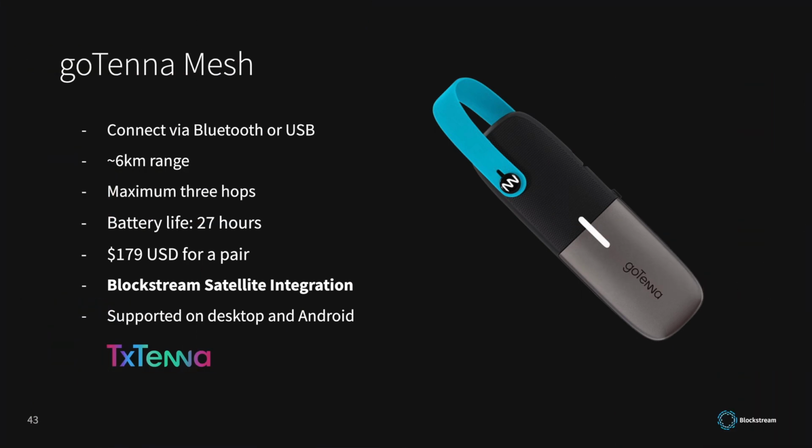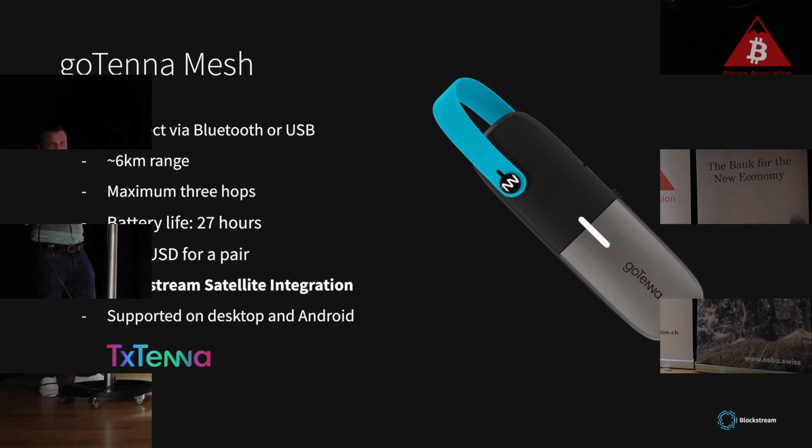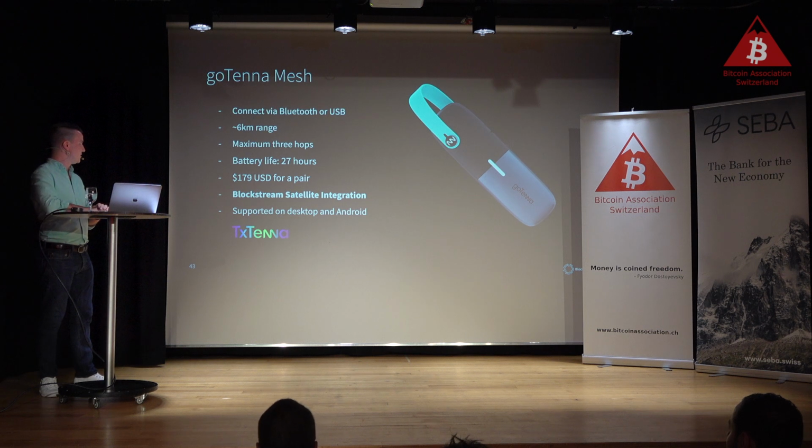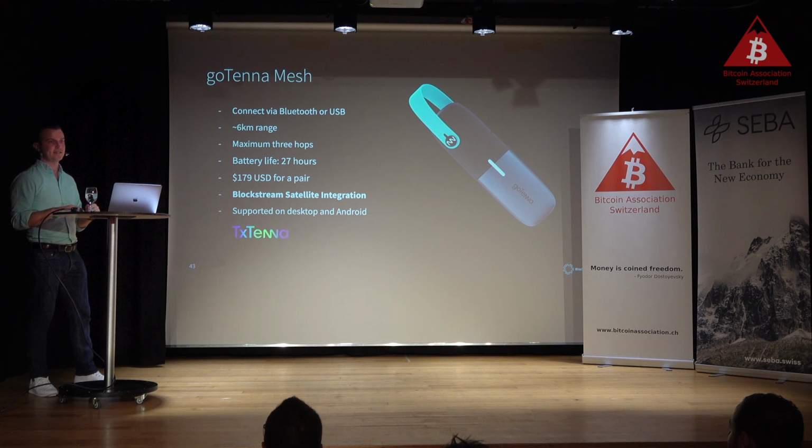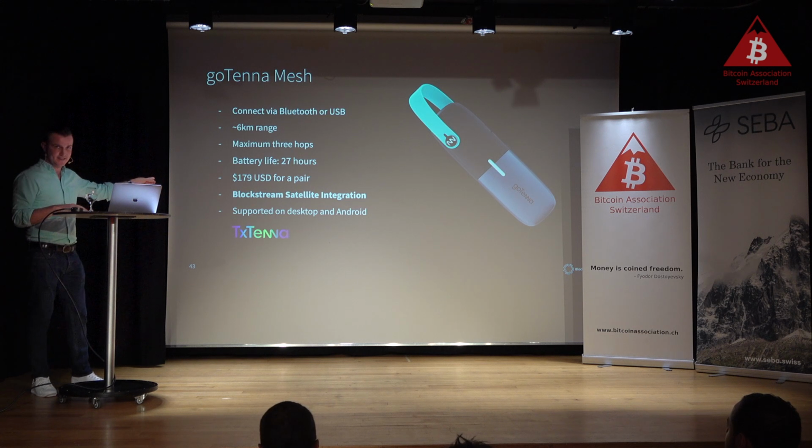So the first option with mesh networks is GoTenna. They have a device called the GoTenna Mesh. It connects to your laptop or to your mobile device via Bluetooth or USB. It has a 6-kilometer range. That's in a good environment. If you're in a city, it's probably going to be a lot lower than that. You can do a maximum of 3 hops. So with the 6-kilometer range, you're looking at about 18 kilometers from end to end. It's got a battery in it, so you can use it outdoors and travel with it. It's fairly expensive at the moment, but this is the first iteration. You can get a discount on that with the TX10 code.